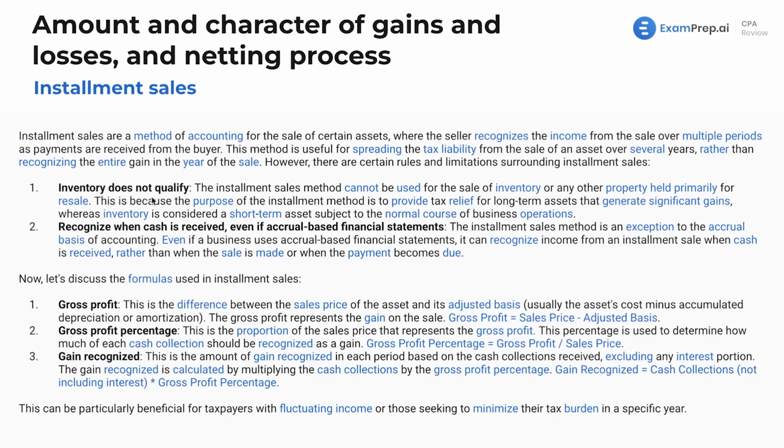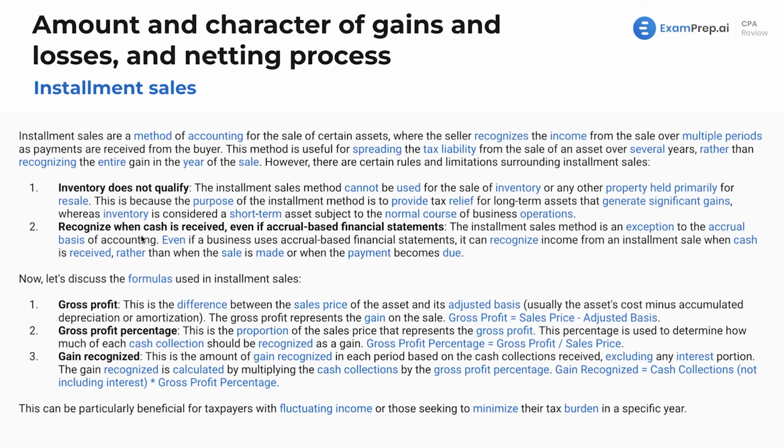Well, here, inventory does not qualify. So I just gave an example that did have inventory, such as a TV, but that doesn't qualify. Let's talk about maybe more of a contracts, long-term construction example. You're getting paid over multiple years. The installment sales method cannot be used for the sale of inventory or any other property held primarily for resale. This is because the purpose of this method is to provide tax relief for long-term assets that generate significant gains, whereas inventory is considered a short-term asset subject to the normal course of business operations.